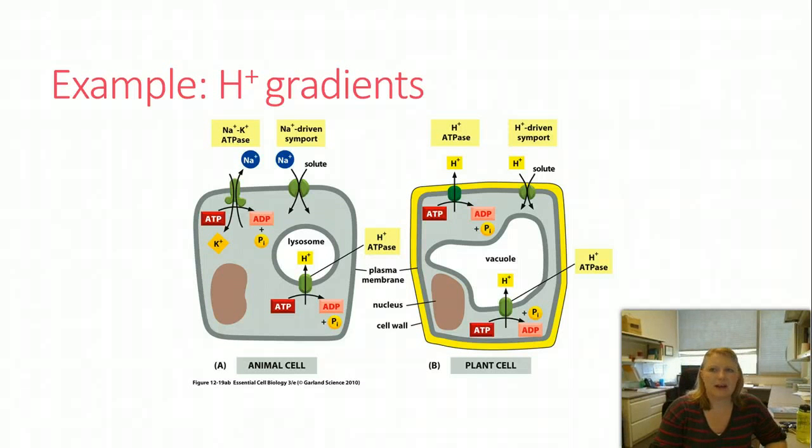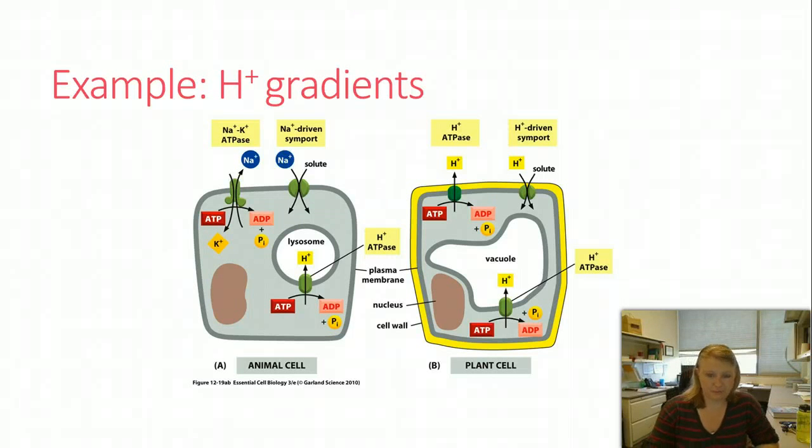Prokaryotes and fungi and plants use this a lot. Animal cells not so much, but it's important to understand how this works. It's a very similar process. They can use ATP, pump out the protons, and then that high gradient of the protons allows for those solutes to be pumped in. Now it's also important to realize that cells will pump protons into vacuoles or other organelles where we need to keep the pH low so that it'll function properly for that organelle.